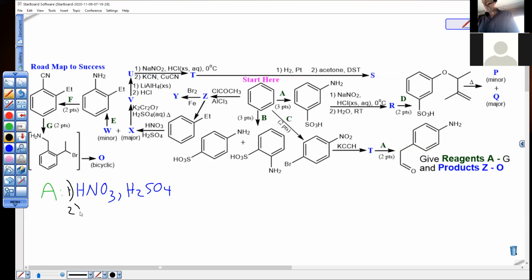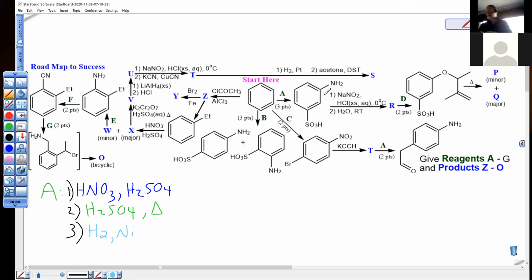Step one, nitration. Step two, put the sulfonic acid on the benzene. And that is just H2SO4 and heat. And then step three, you reduce your nitro group to an NH2 group. And that we've been doing, and the safest option is usually the H2 nickel option. So that will give us this desired molecule here, A.